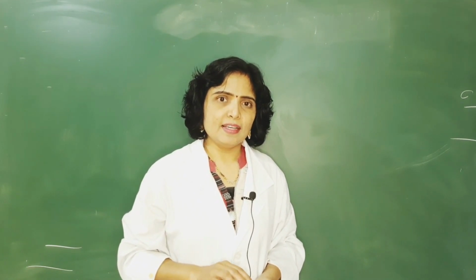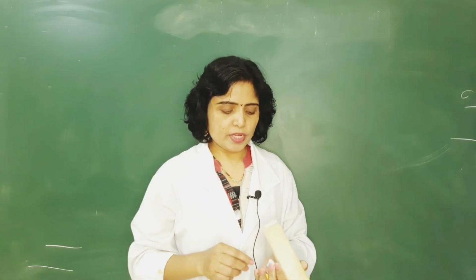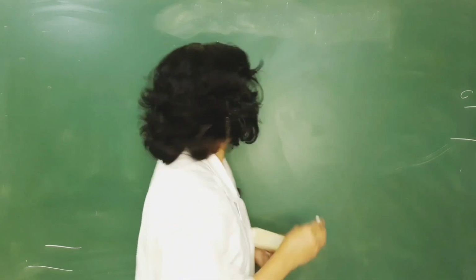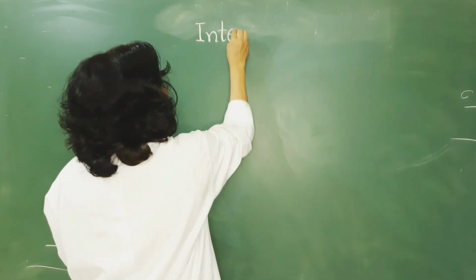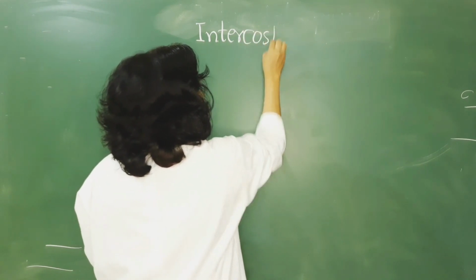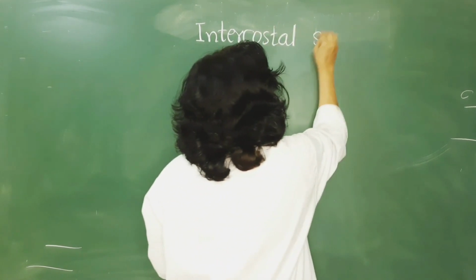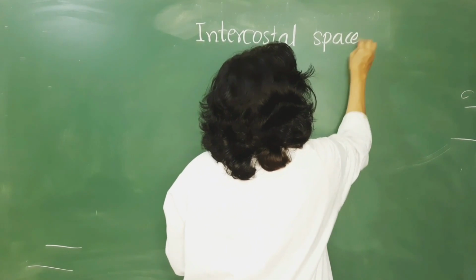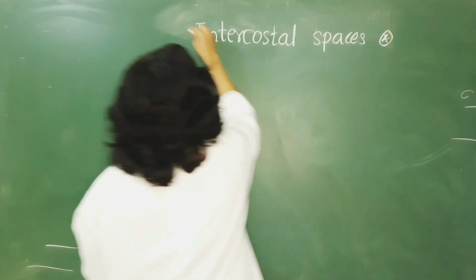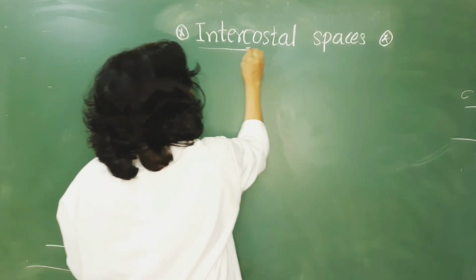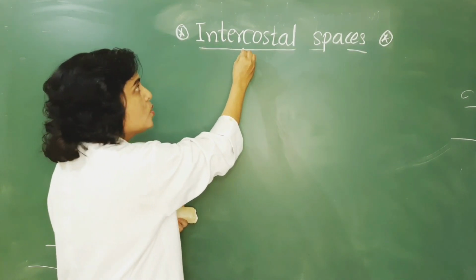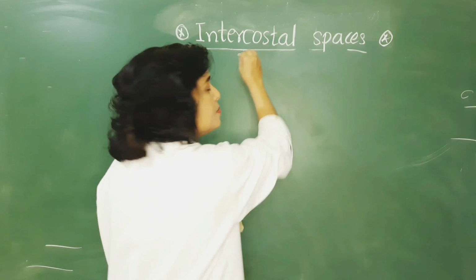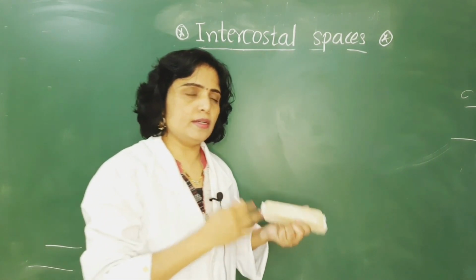Hello everyone. In this class we are going to see about the intercostal spaces. As the name suggests, these are the spaces present between the ribs. The word inter means in between, costa means ribs. These are the spaces present in between the ribs.